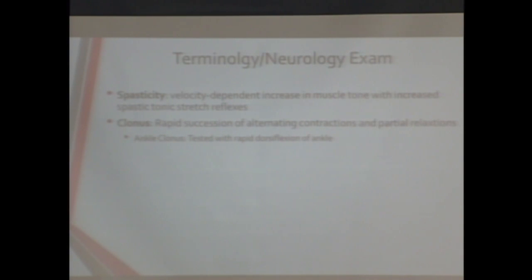Clonus is a rapid succession of alternating contractions and partial relaxations. So what does that mean? So with ankle clonus, what you're doing is, as if you were checking for spasticity, you dorsiflex the ankle quickly, and when you do so, that can elicit several beats of the foot and ankle. And most textbooks would say that 2 to 3 or 4 beats of clonus is considered normal. More than 4 beats, based on our neurologists, would say is abnormal.